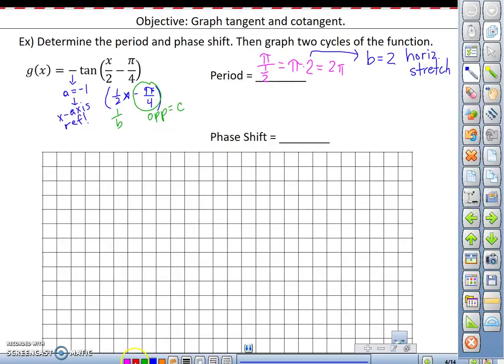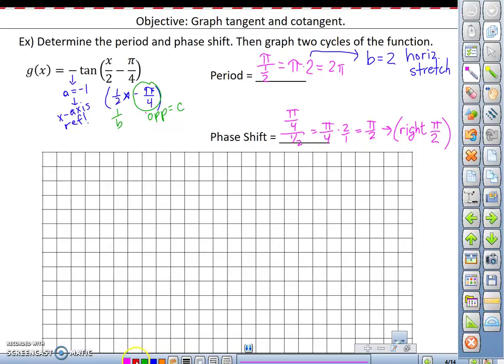The phase shift. So again, we need c. We take the opposite of the negative pi fourths, which gives us positive pi fourths. Then we have to divide that by 1 over b, which is 1/2. That would be pi fourths times the reciprocal, which is 2, and that simplifies to pi halves radians. And so that tells us we're heading to the right because it's positive pi halves radians.